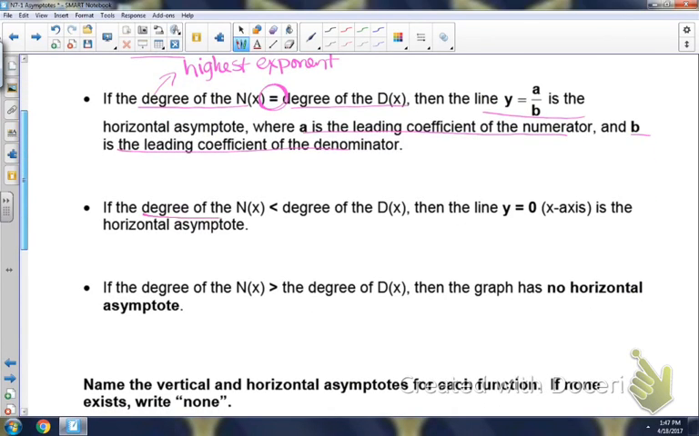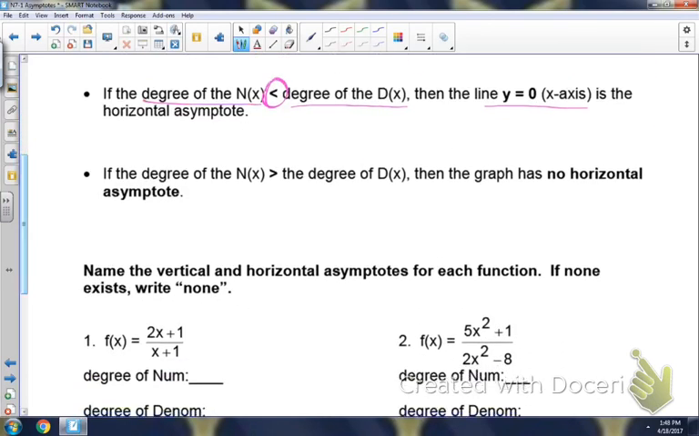If the degree of the numerator is less than the degree of the denominator, then the line y equals 0 is your horizontal asymptote, which is the x-axis. If the degree of the numerator is greater than the degree of the denominator, then you do not have a horizontal asymptote.